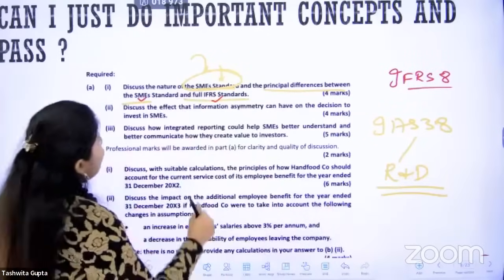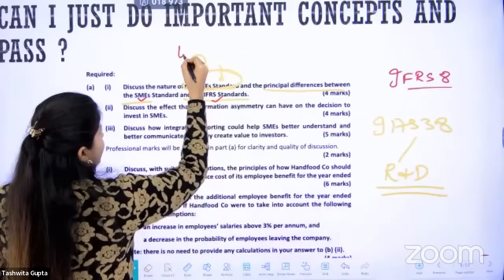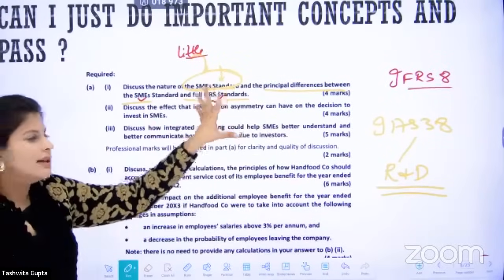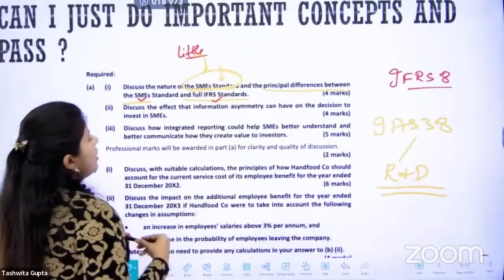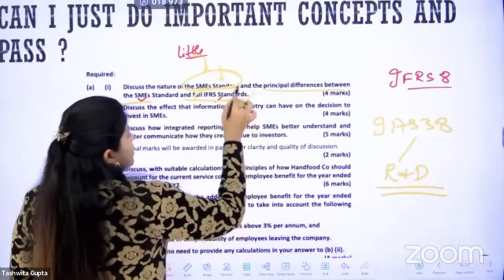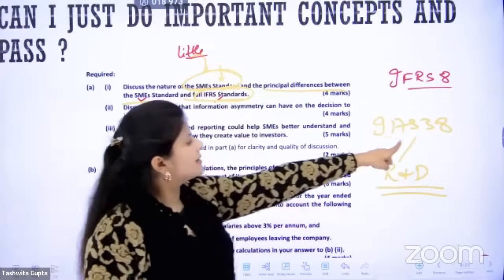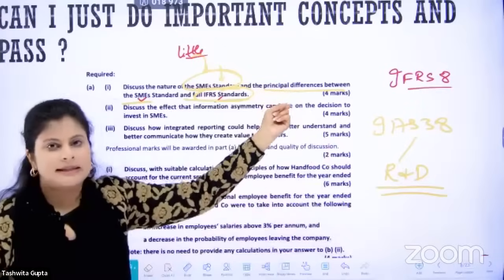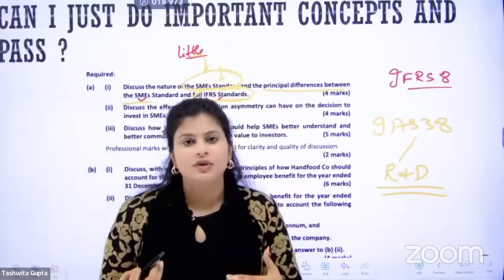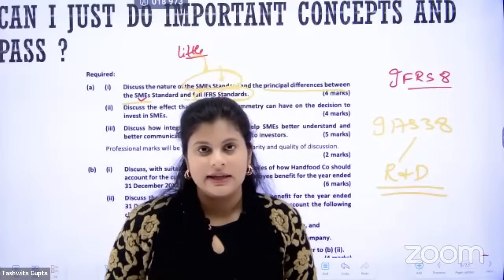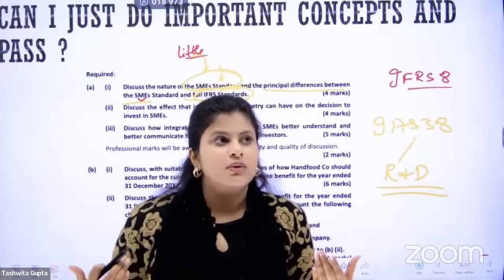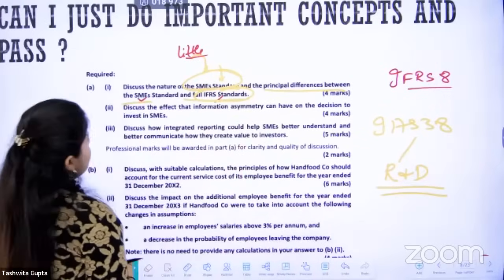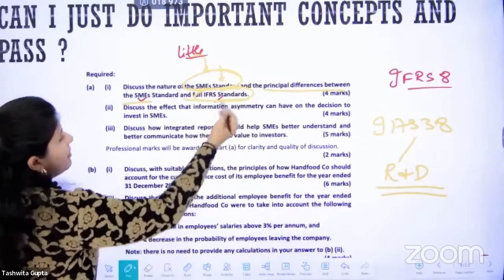So we will talk about SMEs a little over here. Then you will talk about the full IFRS standard. So how are you talking about full? You'll talk about IAS 38. For development, we have criteria, but it is not there in SME. Why? Because we want to give some ease to small clients, to small entities. That's a good step taken by the IASB. Correct? Then discuss the nature and principal difference.